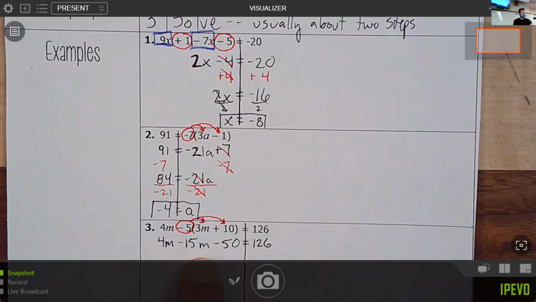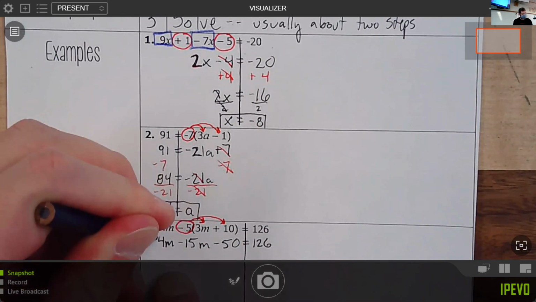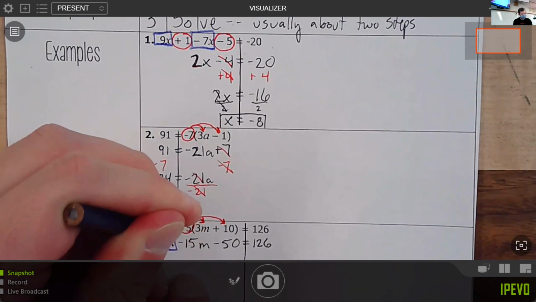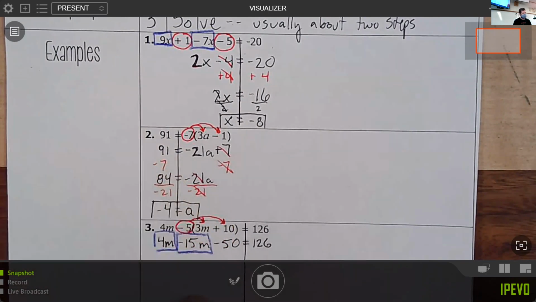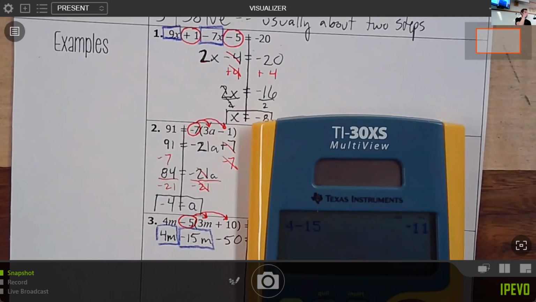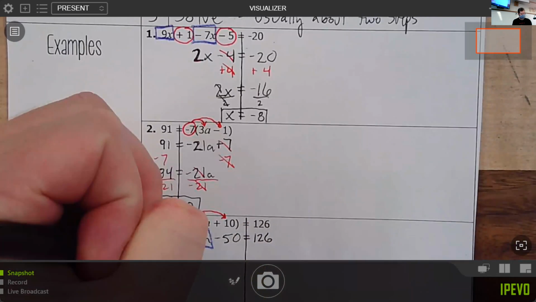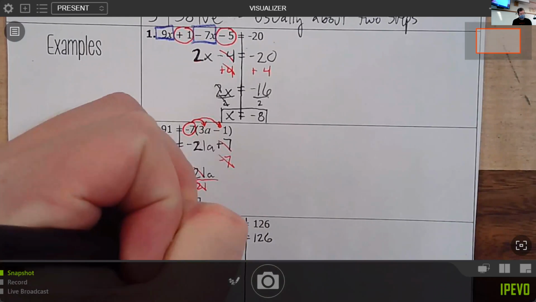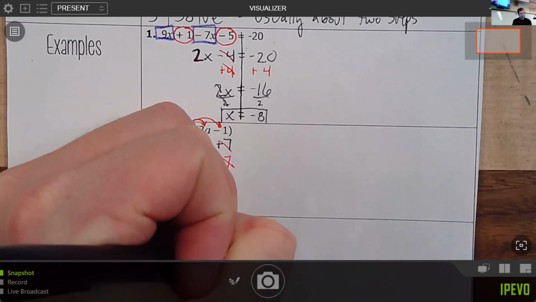4m minus 15m, good. So this 4m and this negative 15m, they both have m, which means we can put them together by taking 4 minus 15. Again, if you are struggling with integer operations, 4 minus 15 is going to give you negative 11. So when you combine the 4m and the negative 15m, 4m minus 15m is negative 11m. And then minus 50 equals 126.